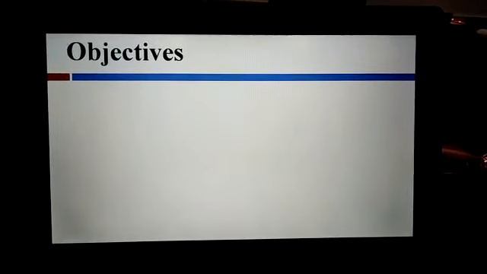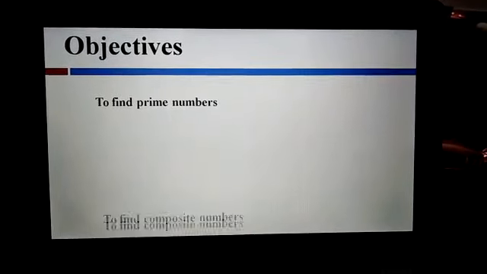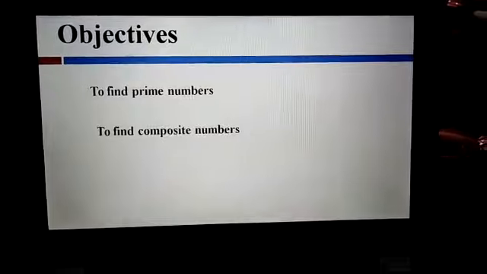And at the end you will be able to find prime numbers and composite numbers.